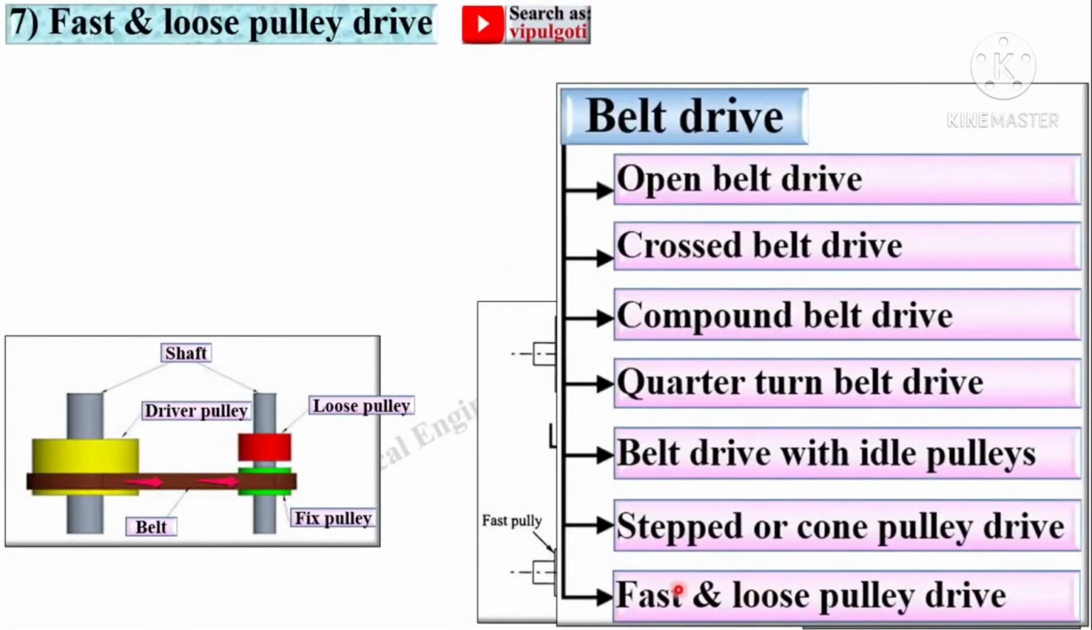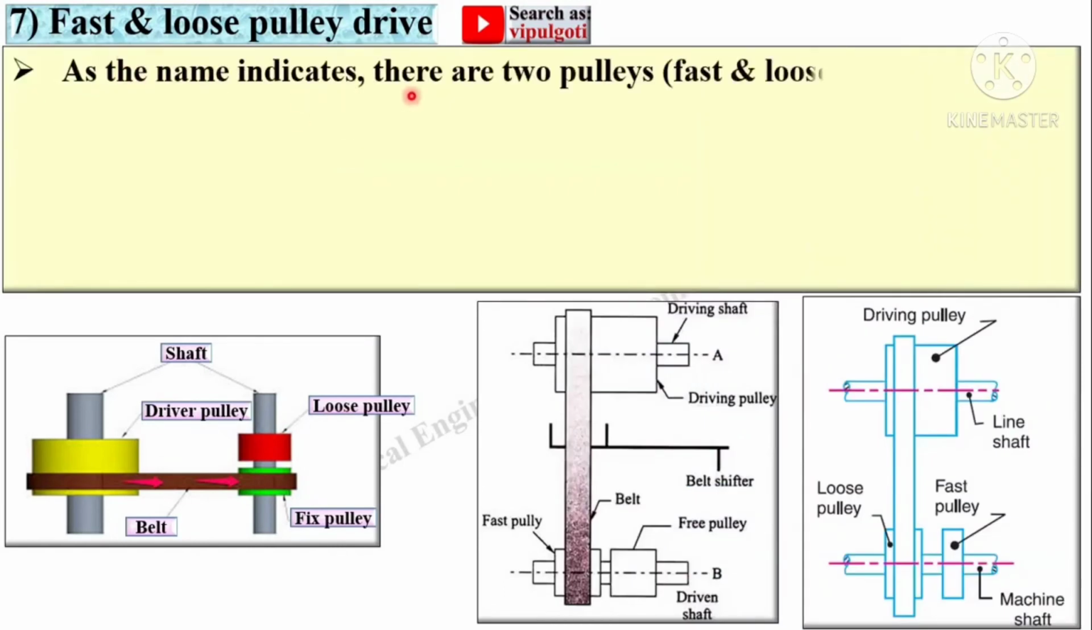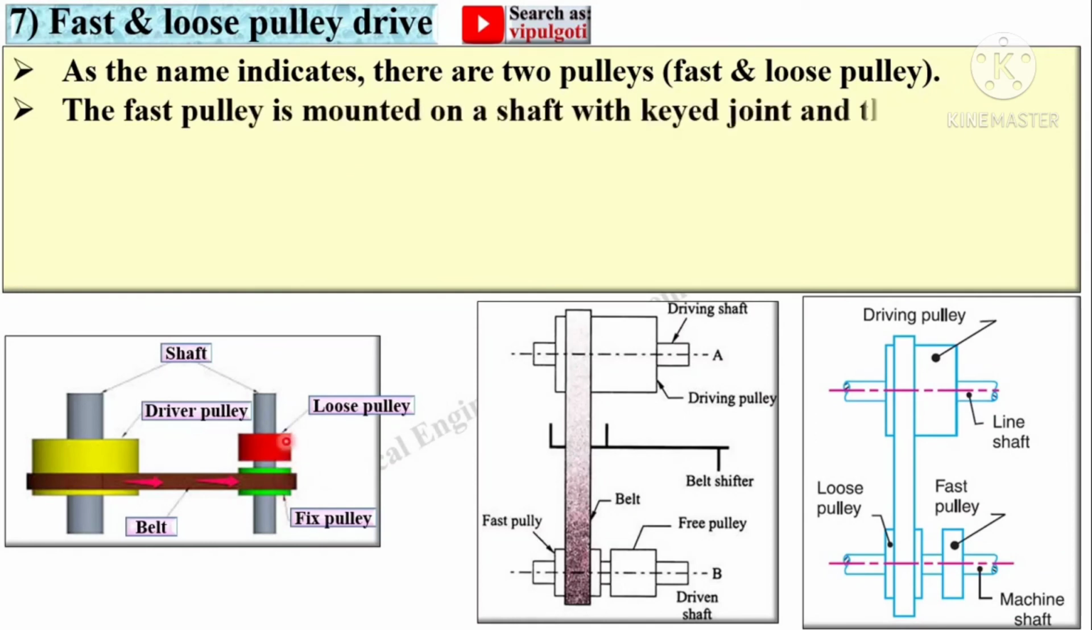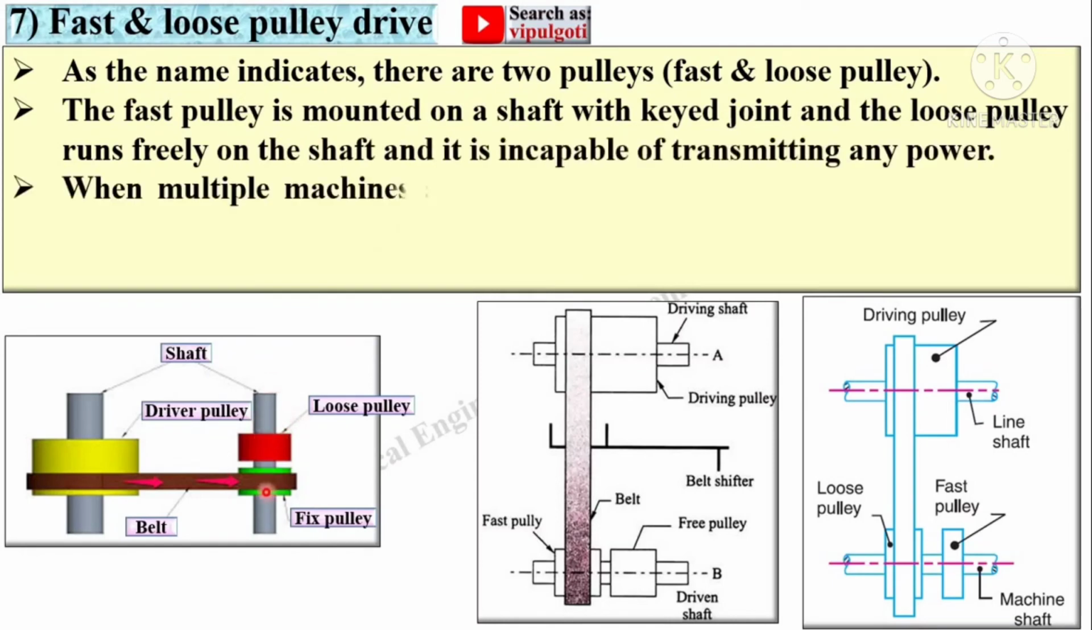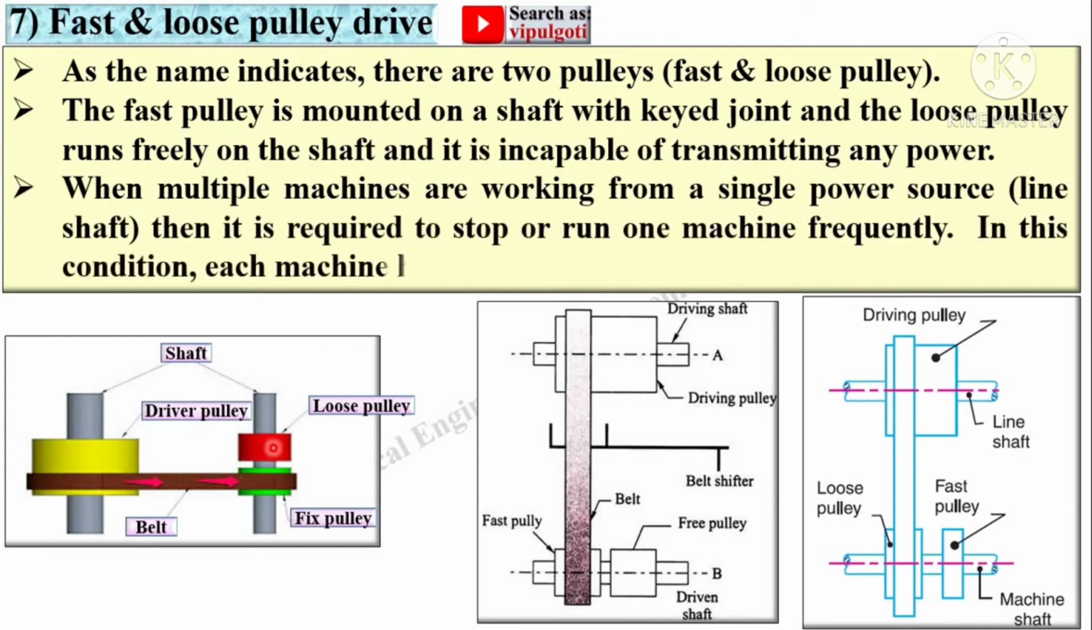Now last one, fast and loose pulley drive. Here you can see this one is the fast pulley, sometimes called the fixed pulley, and this one is the loose pulley. As the name indicates, there are two pulleys, fast and loose pulley. The fast pulley is mounted on a shaft with keyed joint, and the loose pulley runs freely on the shaft and it is incapable of transmitting any power.